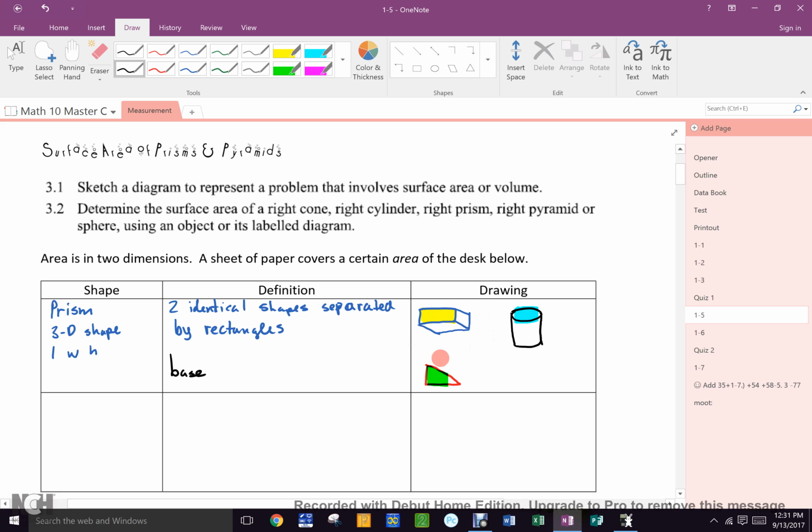All of these shapes, these prisms, share something. They are one of some shape repeated over and over.